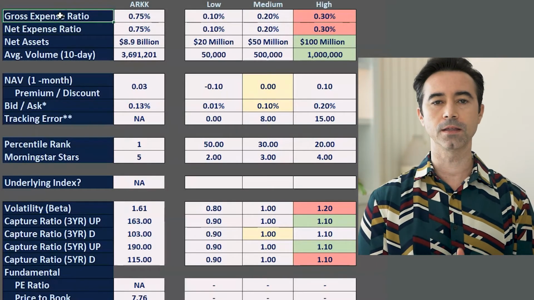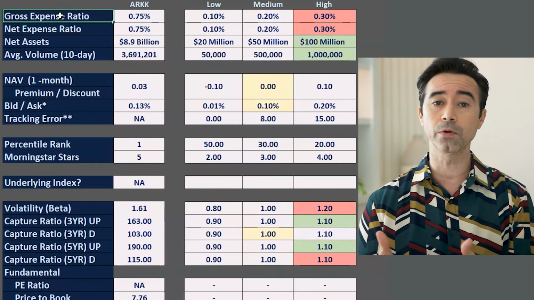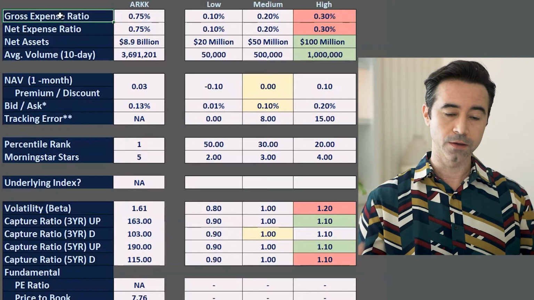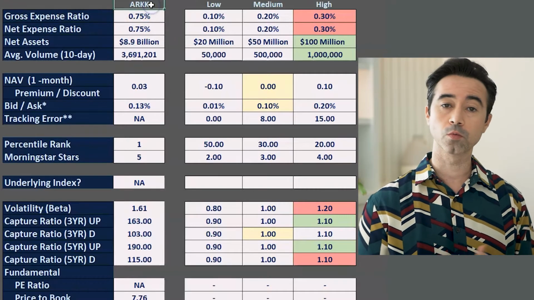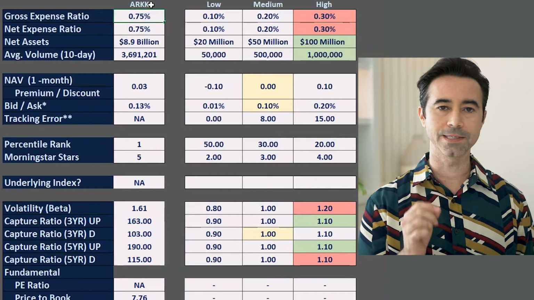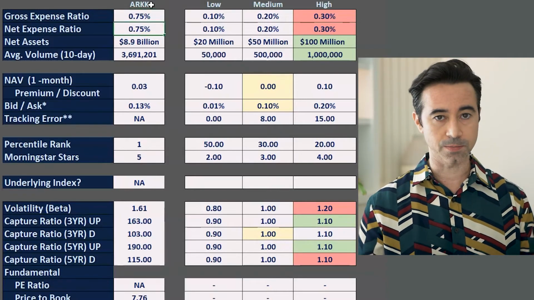Now, for this one, everyone is different. Everyone invests a bit differently, and some people hate having managed ETFs because they oftentimes have higher fees than non-managed ETFs, ETFs that just track an index. So, for example, ARKK, the one we're going to use as the example here, has a 0.75% gross expense ratio and net expense ratio. So that's very high for some people. For me, I'm okay with it.